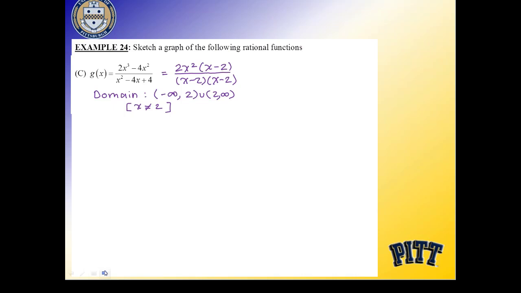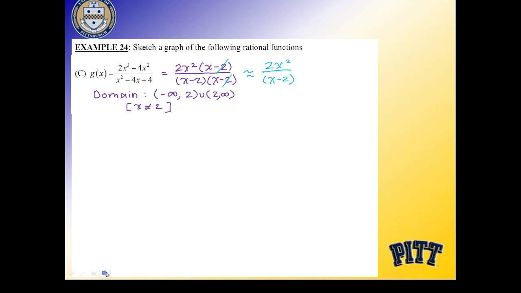x equaling 2. Because if x equals 2, both of those x minus 2's in the bottom are going to become 0, and 0 times 0 is 0. I don't want it down there. So any number but 2 is the domain. I do have a cancellation of a set of x minus 2's here. So the one I have on top cancels with one of the ones I have on the bottom. It leaves me with 2x squared over x minus 2.